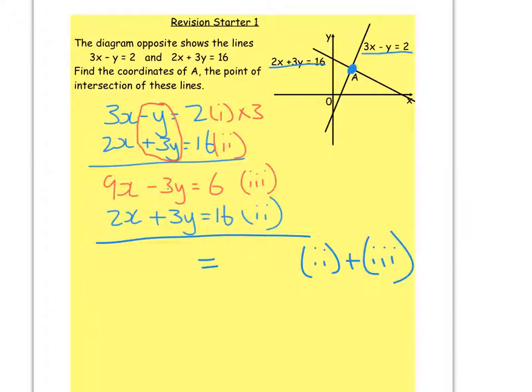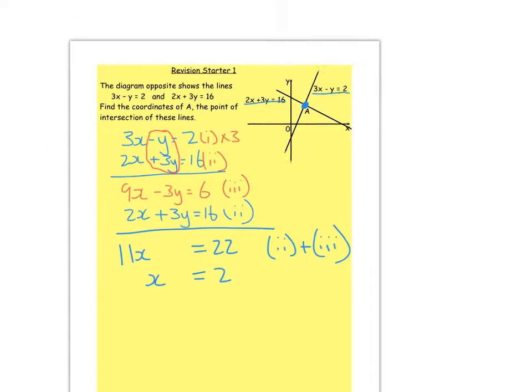So the y's disappear. 9x add 2x is 11x. 16 add 6 is 22. So now I've only got one unknown, x. 11x is 22, divide by 11, x is 2. So I've found the value of x.